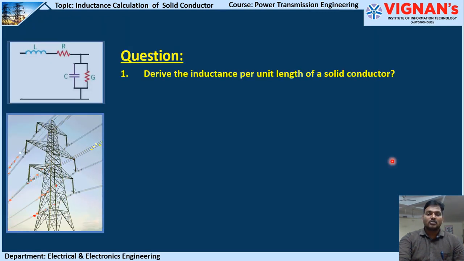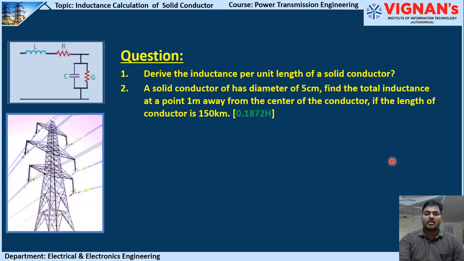Thank you. Try to solve these questions. Derive the inductance per unit length of a solid conductor. And a solid conductor has a diameter of 5 centimeters. Find the total inductance at a point 1 meter away from the center of the conductor if the length of the conductor is 150 kilometers.